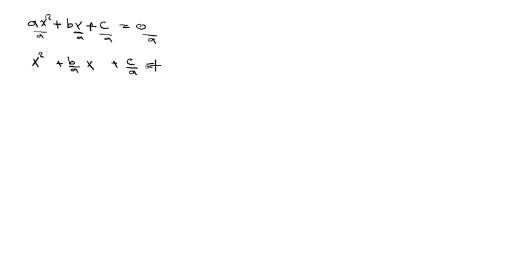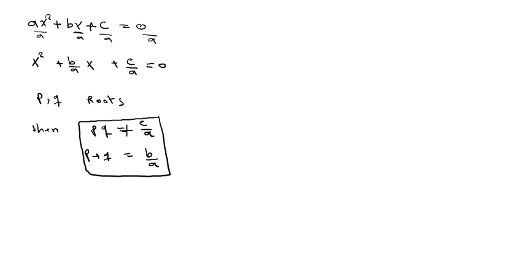So the results that we get in the quadratic equation ax squared plus bx plus c equals 0, divided by a, give x squared plus b over a x plus c over a equals 0. If p and q are roots of this equation, then P multiplied by Q equals c over a, and P plus Q equals the middle term, minus b over a.